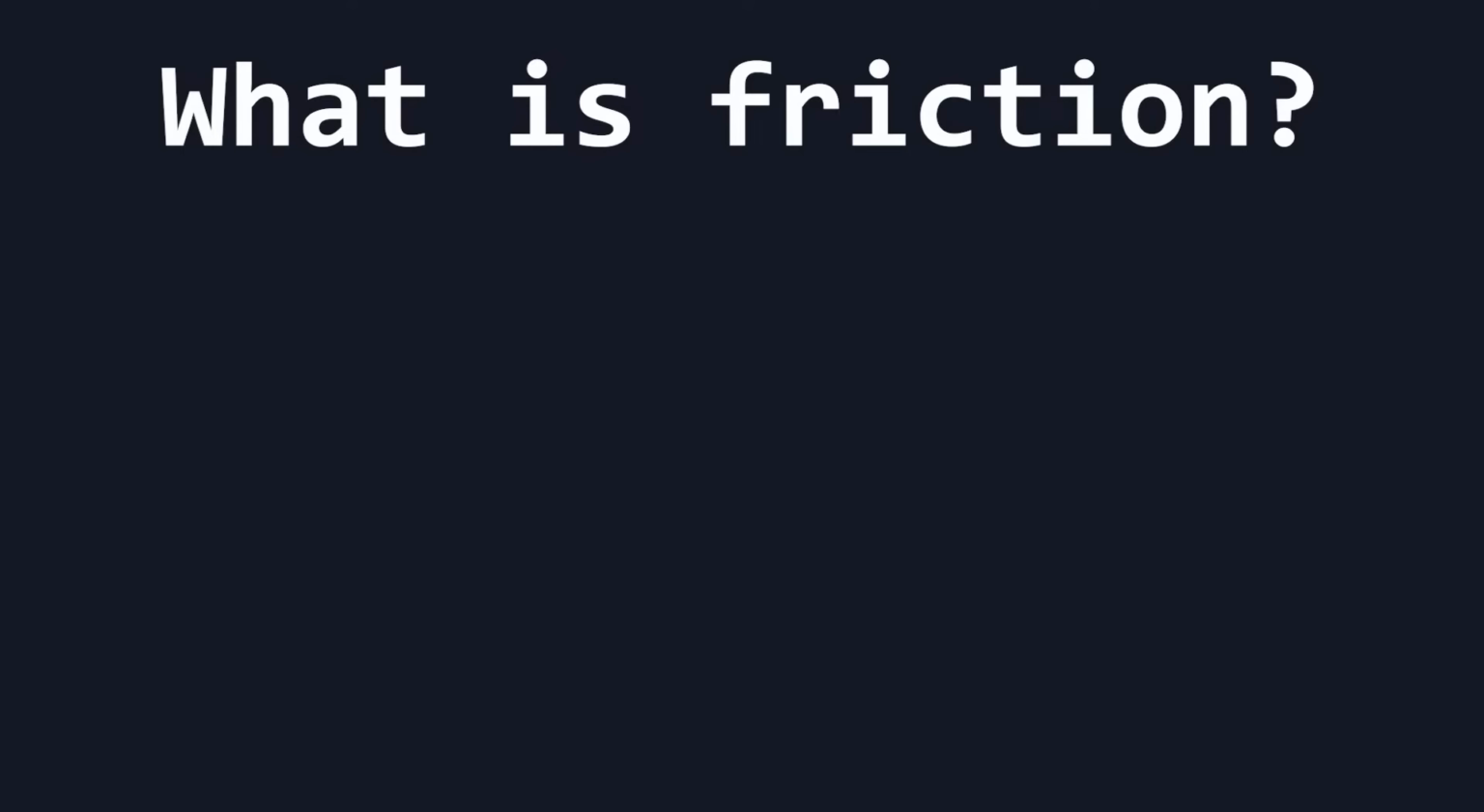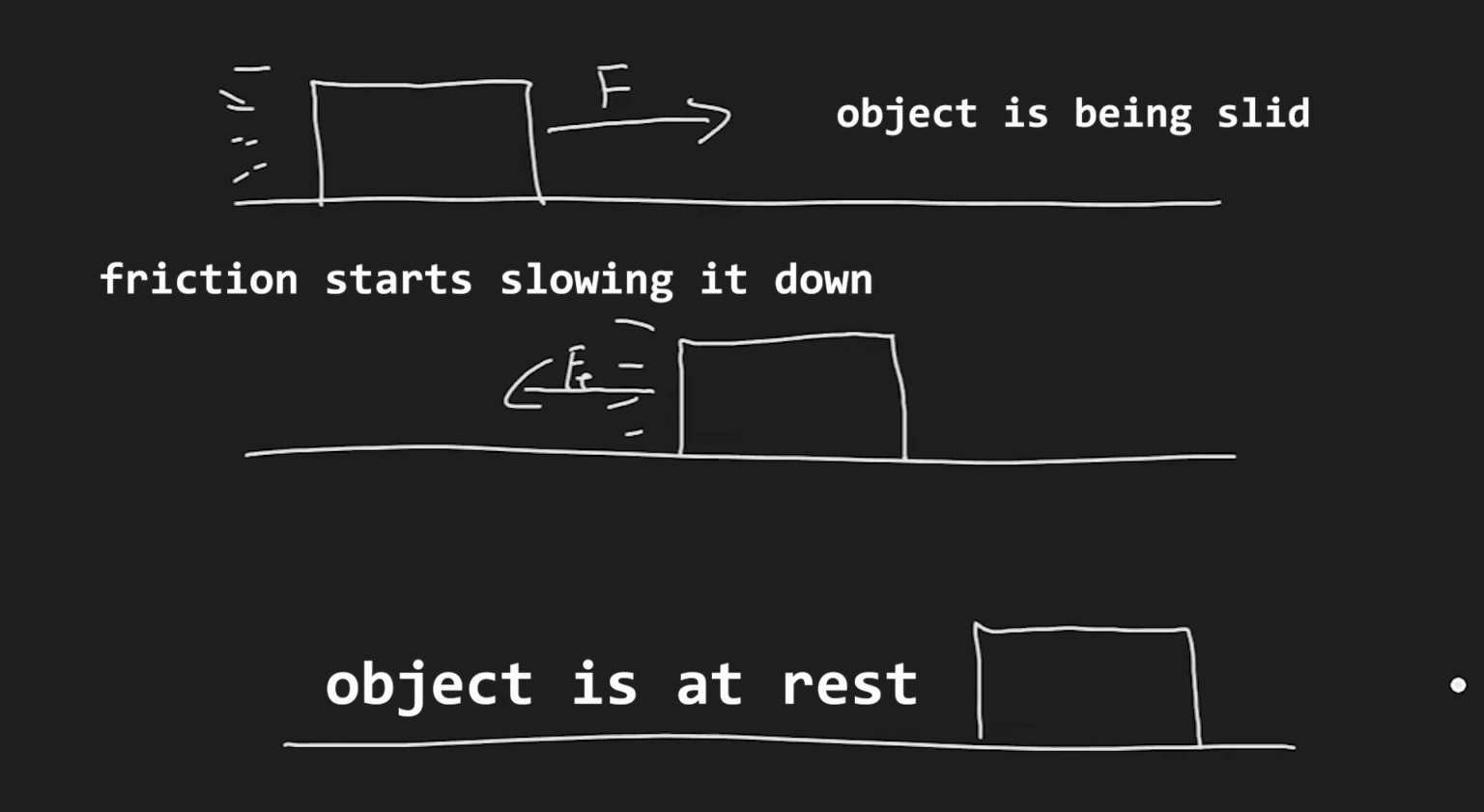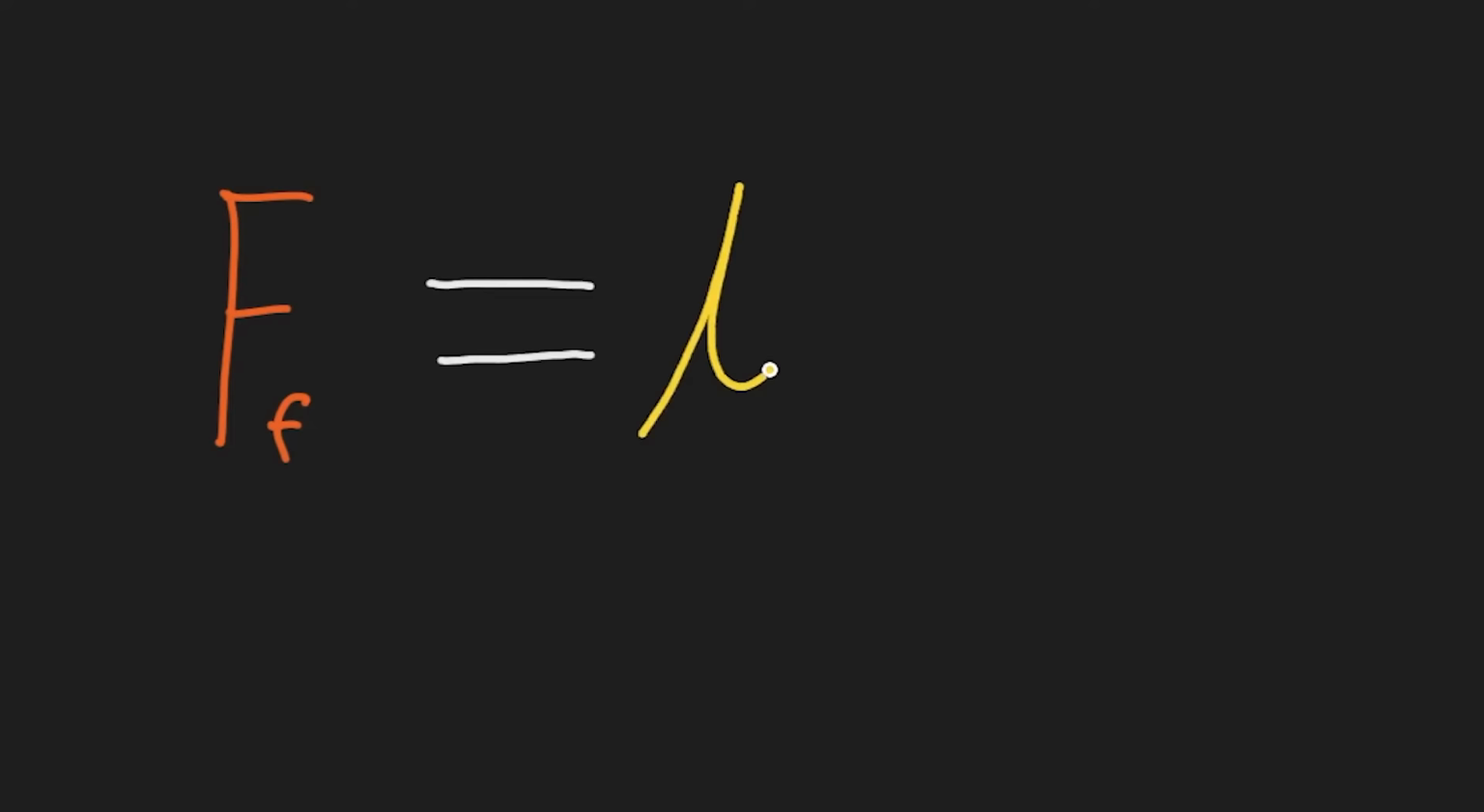What is friction? Well, it's the force that resists the motion of two objects in contact. All that means is when you slide something, it will eventually stop because friction is acting on it. Now, how do we figure out what friction force gets applied to our objects? We just use this simple formula. The force of friction is equal to the coefficient of friction, represented with the Greek letter mu, times the normal force, which if you remember from the last section, is the force that counters gravity.